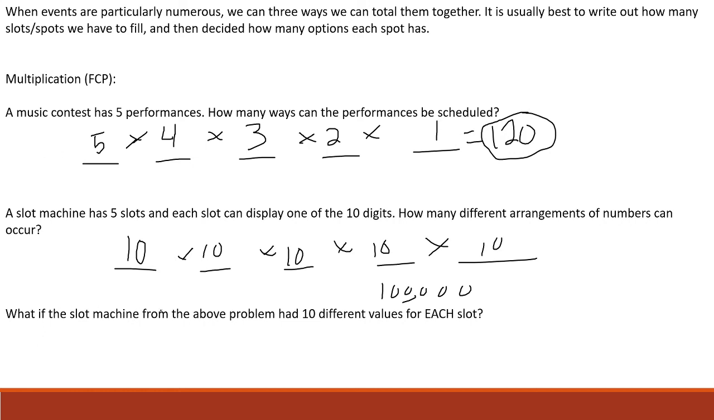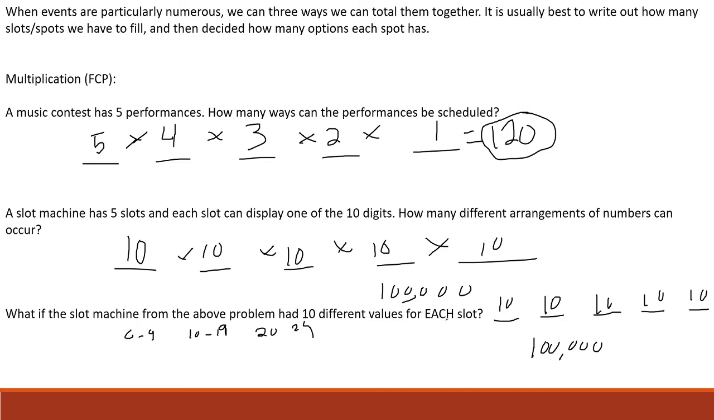This one here says, what if the slot machine has 10 different values for each slot? Like this is 0 through 9, and then the next one is 10 through 19, we'll say, and the next one is 20 through 29, and so on and so forth. Well, actually, that wouldn't necessarily change anything, because how many numbers can go for the first spot? 10. How many for the next spot? Still 10. So 10 here, 10 here, 10 here. So I multiply these and I still get 100,000. So even doing it this way, it's still the same case, because there's 10 values that can go in each spot.